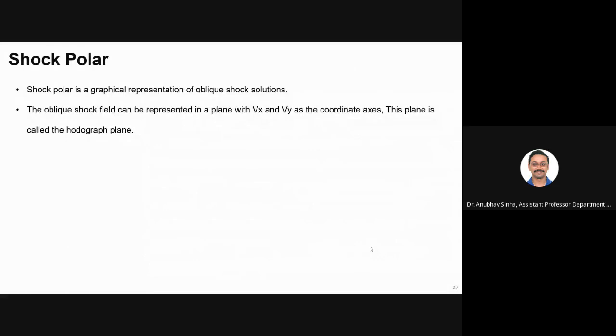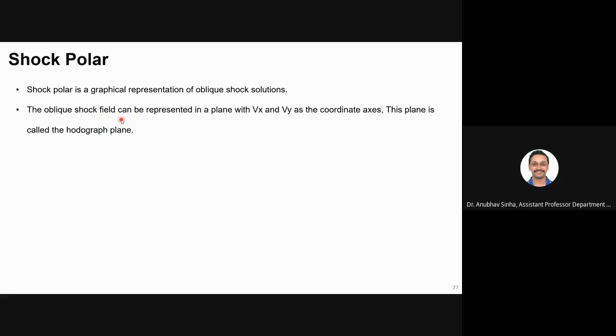This is basically a way to represent velocity vectors for a shock. How do I represent or graphically analyze an oblique shock? So let me get a pointer. Shock polar is basically a graphical representation of oblique shock solutions, what happens behind the shock, downstream of the shock.